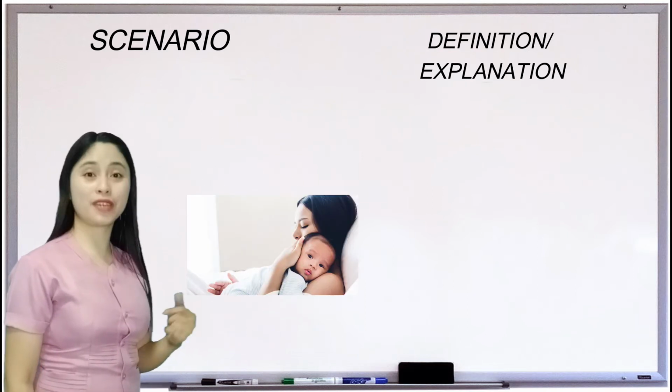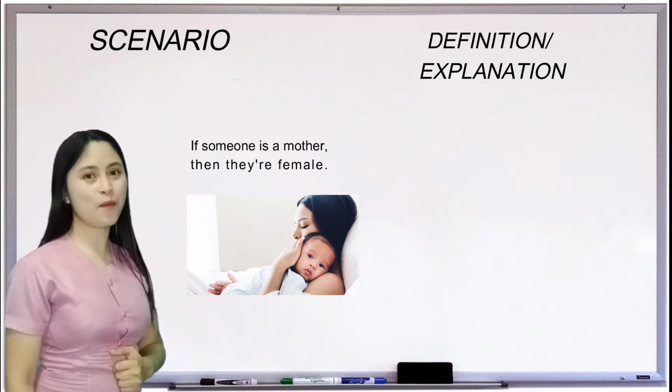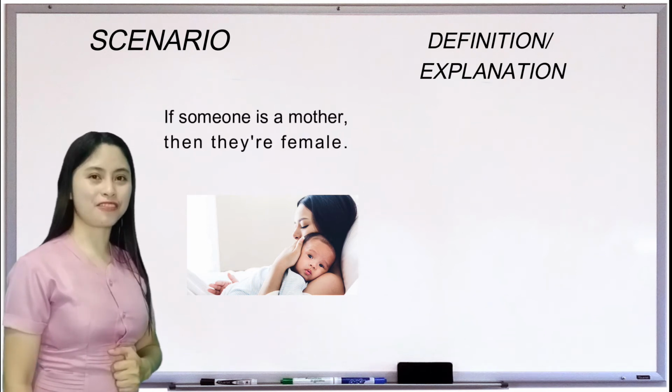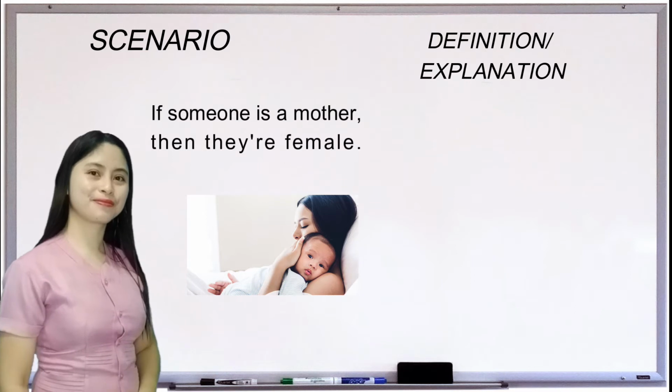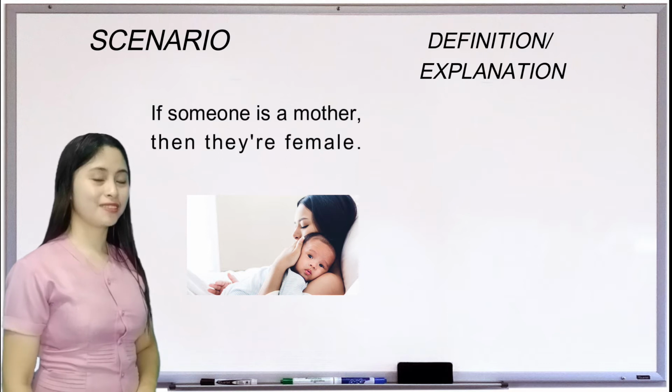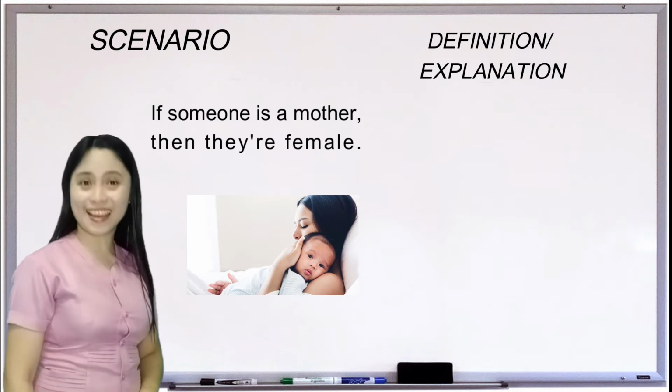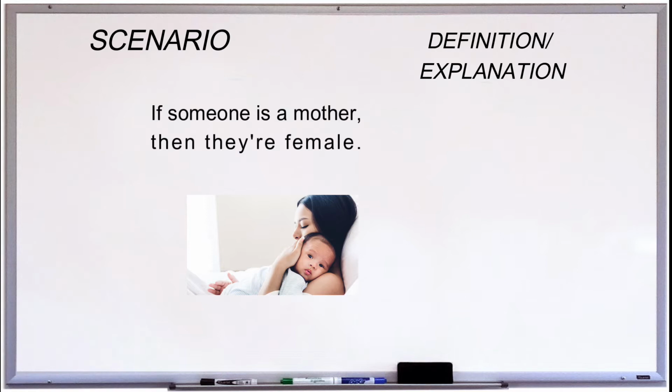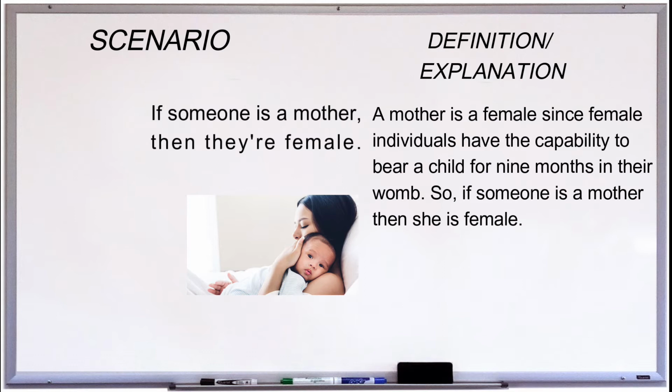Try this another picture. If someone is a mother, then they're female. Your explanation or definition is? Nice answer. Your explanation might be: a mother is a female since female individuals have the capability to bear a child for 9 months in their womb. So, if someone is a mother, then she is a female.